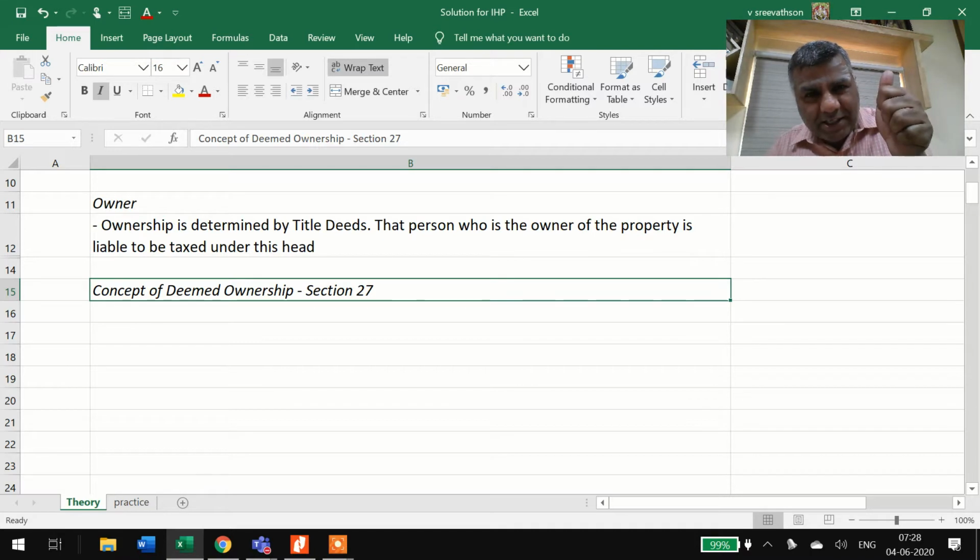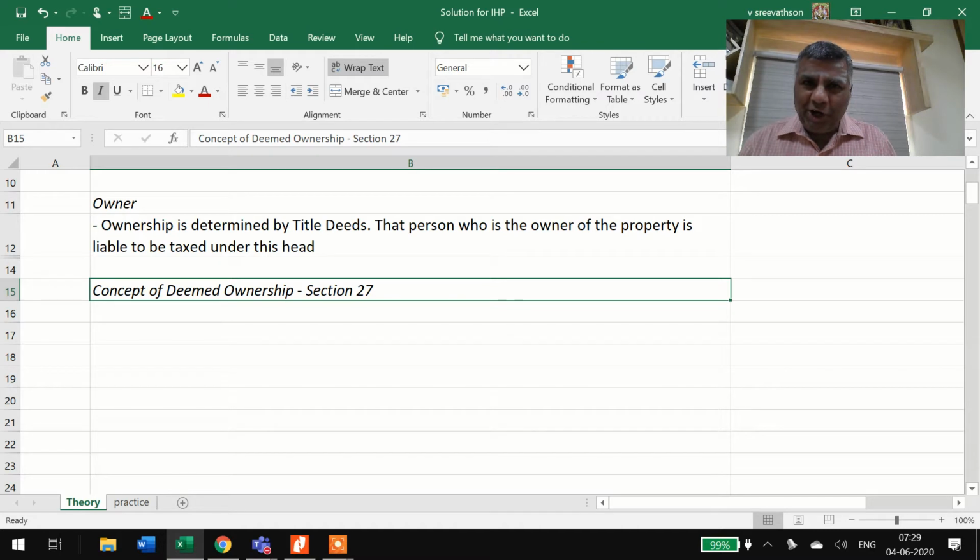Who purchases, who pays for the property? Who has entered all the negotiations? So registration is not the only criteria. I ignore the registration document, look into the transaction to understand who is the real owner of the property. In law, we call it deemed ownership, supposed to be the owner of the house property.